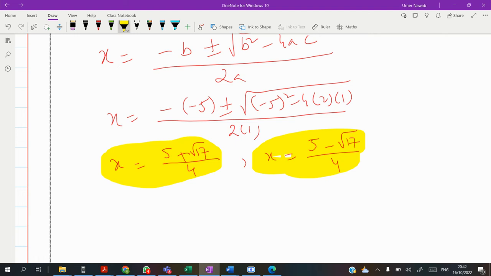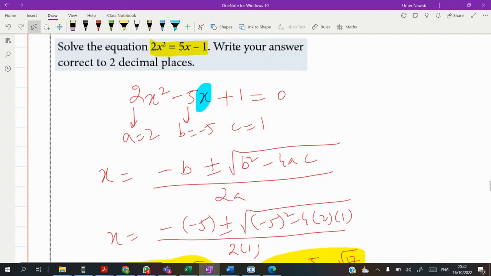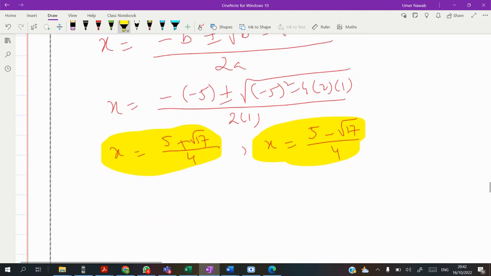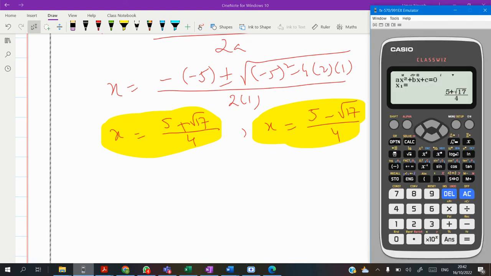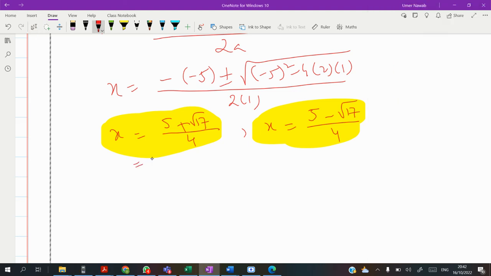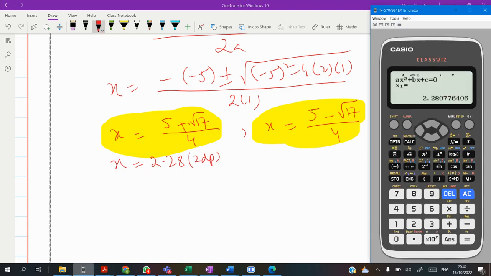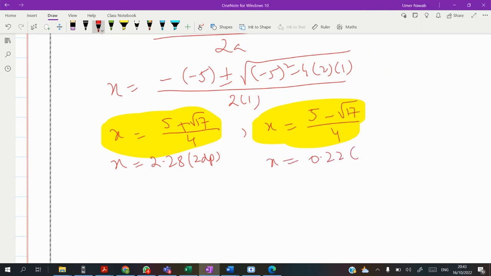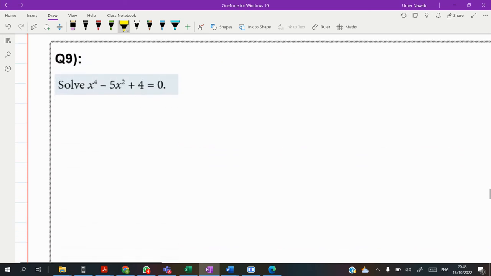But I know you will say, Mr. Omar, he was asking for the answer not in surd form. He wants the answer in two decimal places. Don't worry. I need to press the SD button of the calculator. It will convert it into decimals. So 2.28, this is 2.28 to 2 dps. And the second answer is 0.22. X is equal to 0.22 to 2 decimal places. So these are the two solutions, or the x-intercepts, we have found from this question.